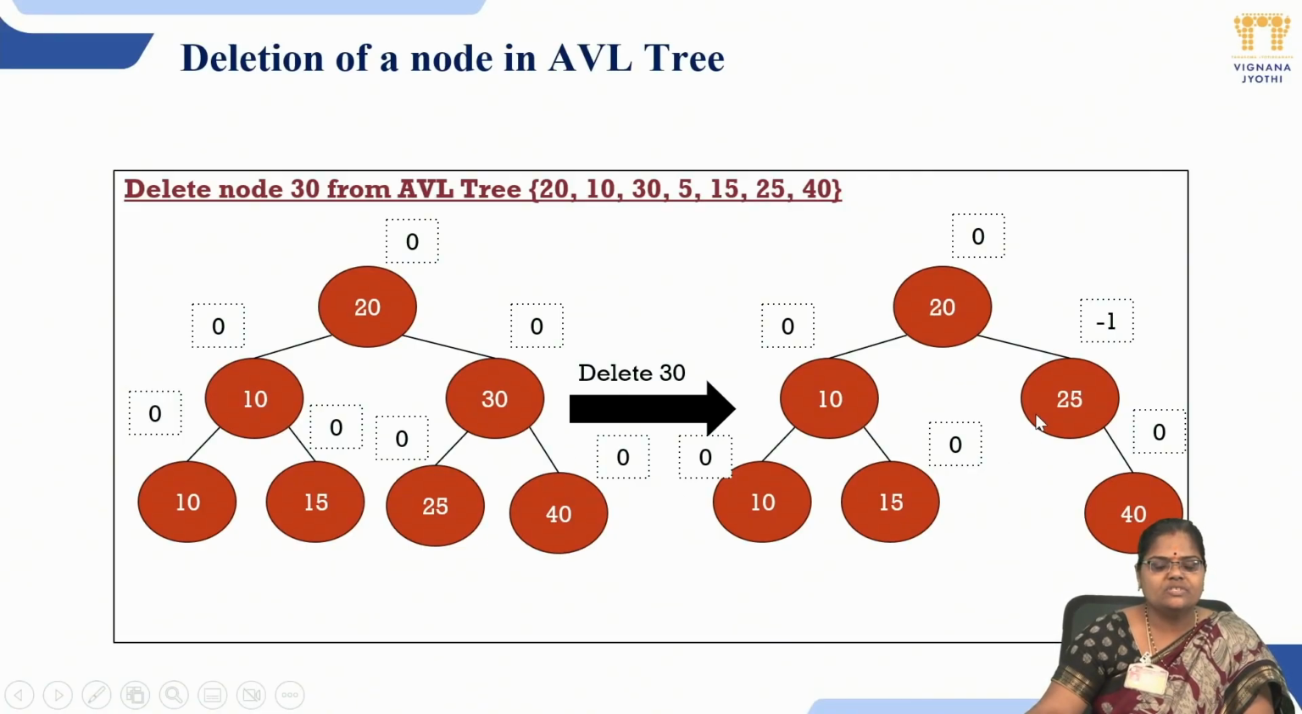So here we have just taken an example of considering node 25. So just swap it with node 25. So 30 is being deleted here by replacing. Or else we can swap with 40 as well.